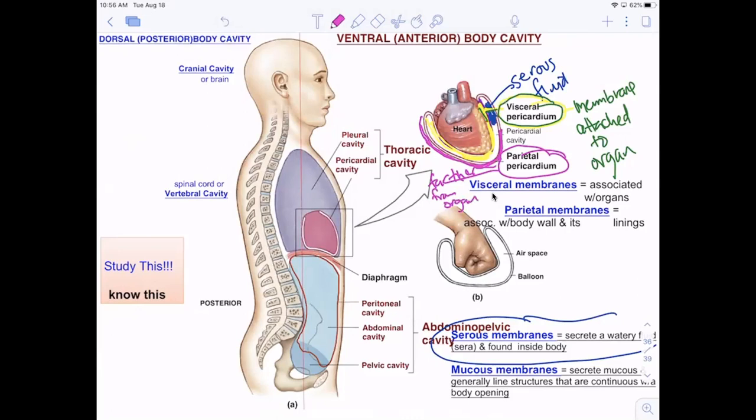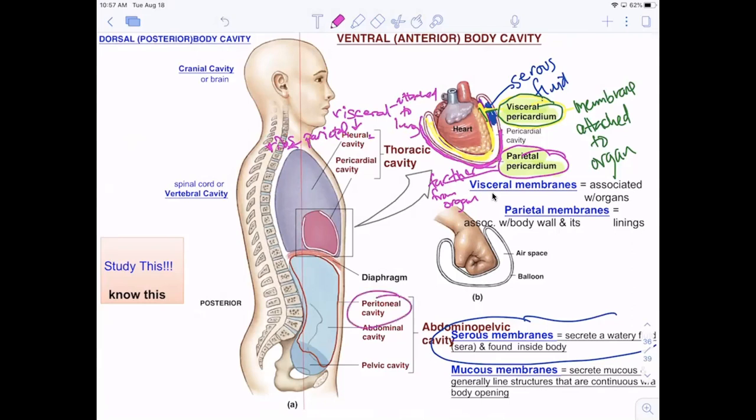So you do need to know visceral and parietal for the pericardium, which is the heart, but you also have a visceral pleural membrane and a parietal pleural membrane. The parietal pleural membrane is going to be up against the rib cage, whereas the visceral pleural membrane is going to be attached to the lung, right? And so this is by the ribs. So understand the visceral and parietal membranes and where they are.